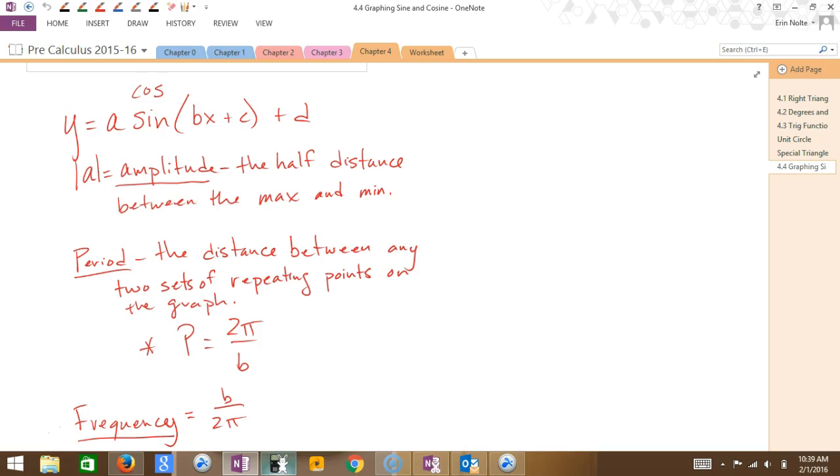Okay, so the pieces of a sine and a cosine function, or a trig function, are a little bit more informative. The first thing is the A, which is the amplitude. The amplitude is how high and how low the function goes. They say that by the half distance between the max and the min. Okay, so if I was going back to my sine and cosine functions, what was my amplitude?